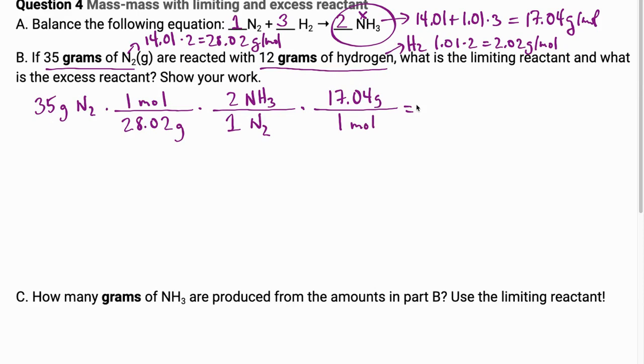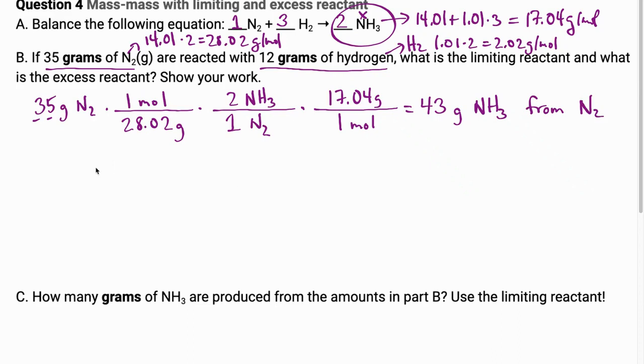Okay, so I'm now going to calculate how much this is. I will put in 35, divide by 28.02 because it's on the bottom, times 2 because it's on the top, and then times 17.04, and I will get 42.569, but I have to round to 2 sig figs here. So this is going to be 43 grams of NH3, and that is from N2, from 35 grams of N2.